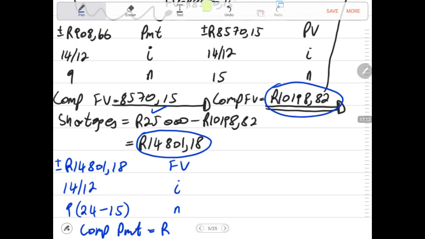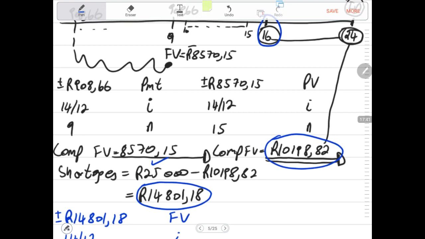14 divided by 12 is our interest. 9 is our n. Compute PMT. We need to pay deposits of 1,569.31. 1,569.31 is what we need to pay.